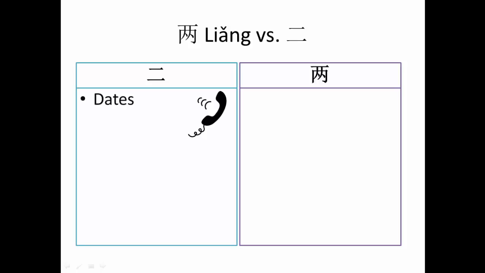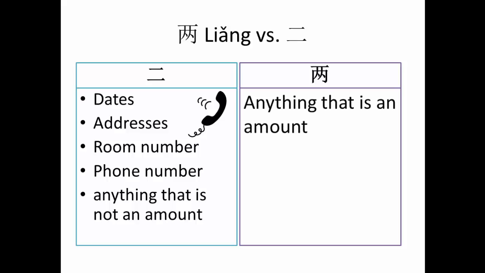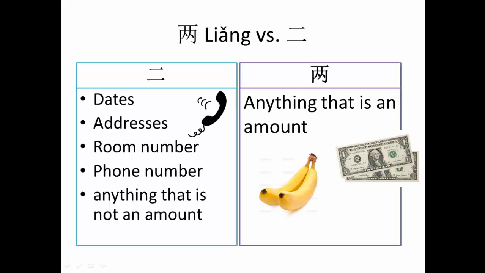We use er when we're saying things like dates, addresses, room numbers, phone numbers, and anything that is not an amount. We use liang for anything that is an amount. So we would say $2, 2块. 2 bananas, 2个香蕉. And 2 hipsters, 2个潮人, according to Google Translate.